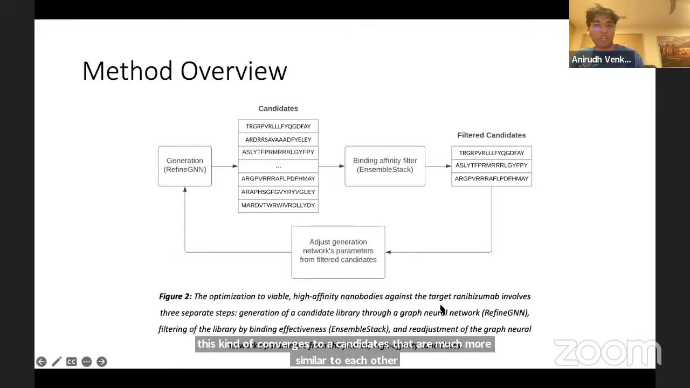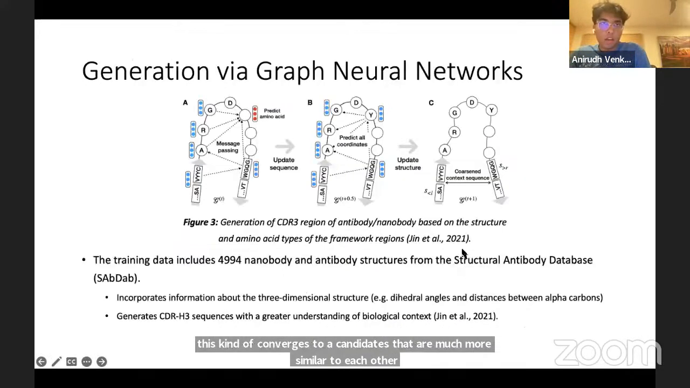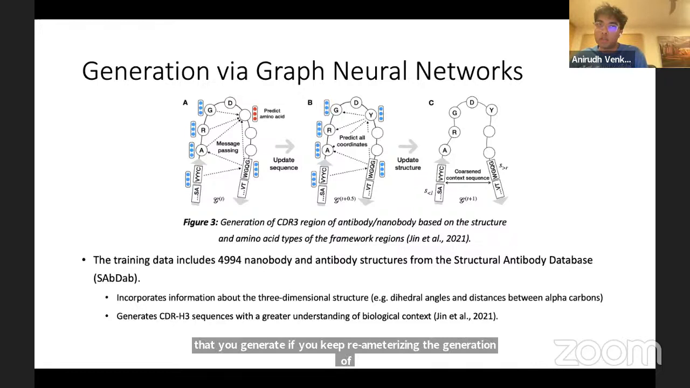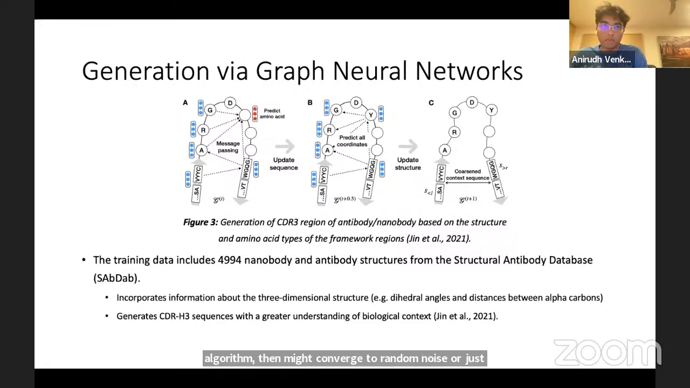So yeah, I'll go through everything in detail a little bit more. One thing that I had to make sure was important was that the generation algorithm was as sound as possible, because otherwise you could be just generating a bunch of noise. And a lot of times, the nanobodies that you generate, if you keep re-parameterizing the generation algorithm, it might converge to random noise or just random data that's able to sort of cheat the filtering algorithm.